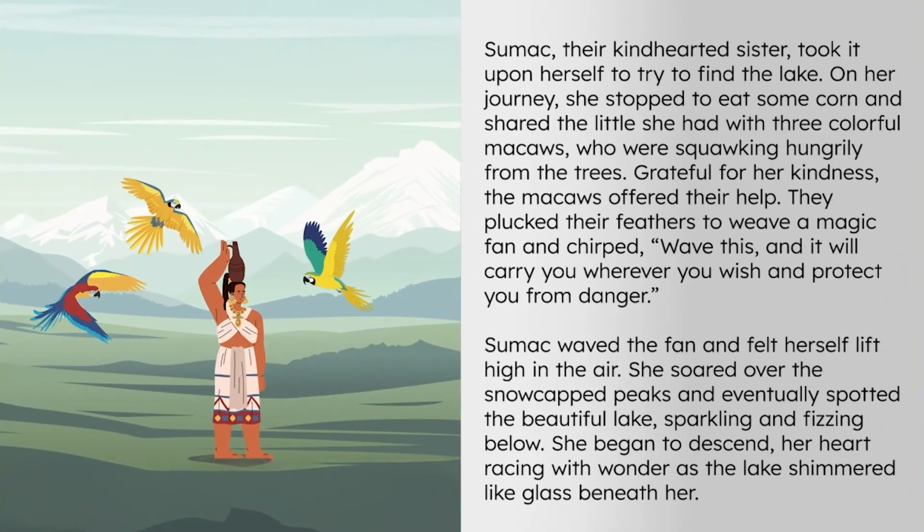So what clues did you find? I highlighted trees and snow-capped peaks, which tell us we're still in the vast natural setting of the mountains. I also noticed magical elements like talking birds and a magic fan, which add to the mystical atmosphere of the story. What descriptive language did you find? I found the beautiful lake sparkling and fizzing below. The author uses language that creates a sense of awe and uses sensory details to show the lake is an enchanted, picturesque place.